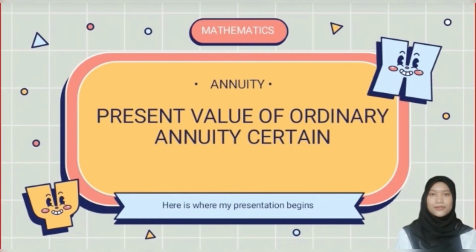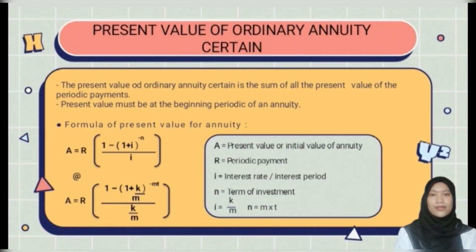Hi, my name is Nafeesa Husna, and I will continue presenting about types of annuity. The second type of annuity is the present value of an ordinary annuity. The present value or initial value of an ordinary annuity is the sum of all the present values of the periodic payments. Present value must be at the beginning period of an annuity.